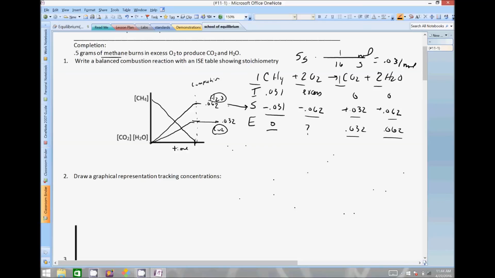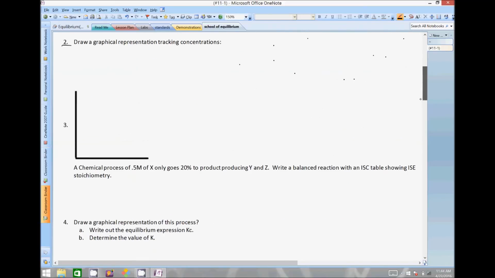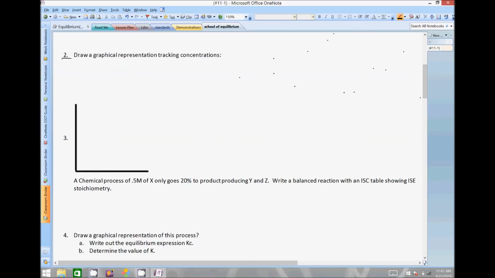Alright, so 1 and 2 we just did. Let's walk our way down here. Alright, so a chemical process contains 0.5 molarity of X and 20% goes to product. So I'm going to do this right here. X, alright, plus, X is just going to Y and Z. So Y and Z. A few things you might want to note about these is that they do happen to all be, in this case, aqueous compounds. So we could put a little AQ on them if you'd like.